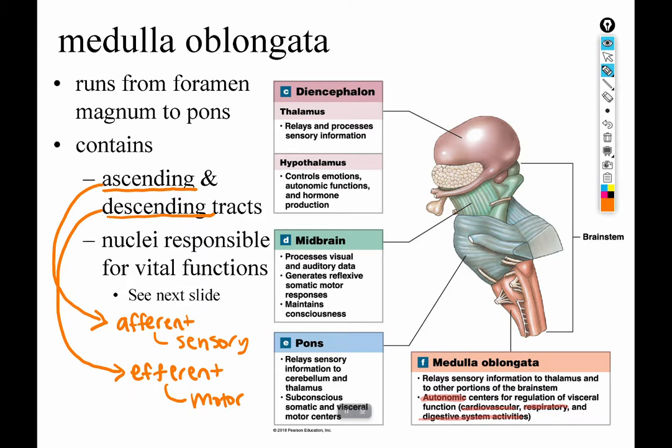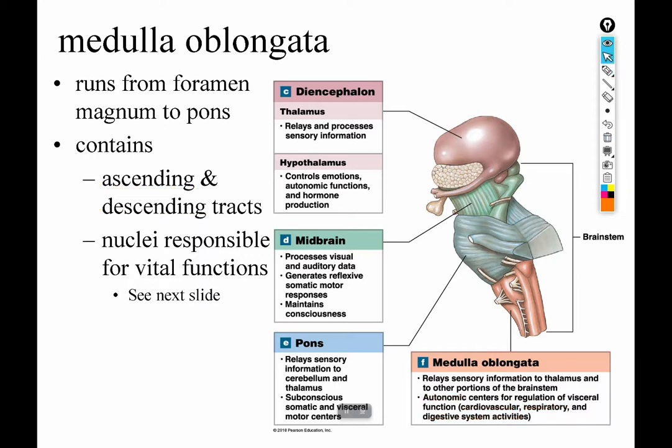So the descending tracts are numerous, but one of the most important pieces of the medulla oblongata contains descending motor information, and the ascending tracts are just as important as well. They're going to help coordinate reflexes and responses, among other things. So let's look at what those vital functions include, shall we?